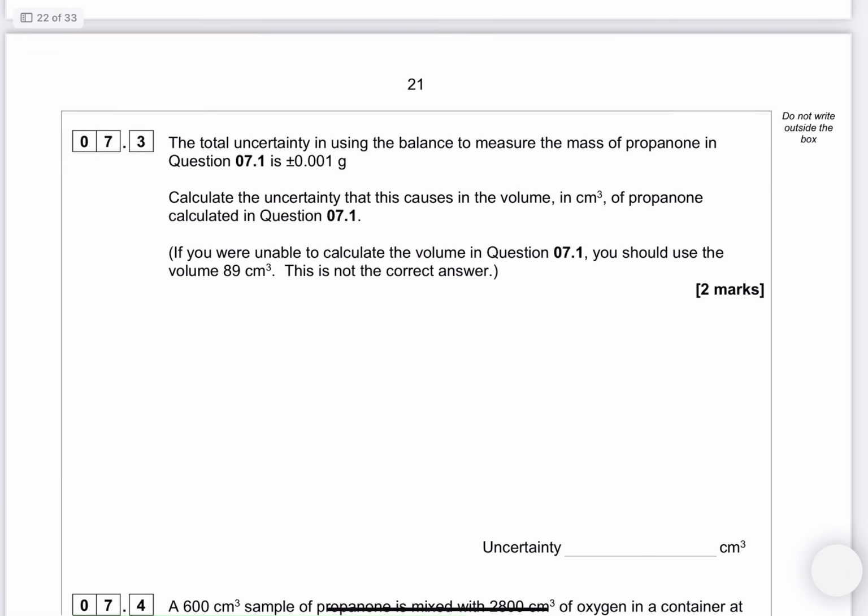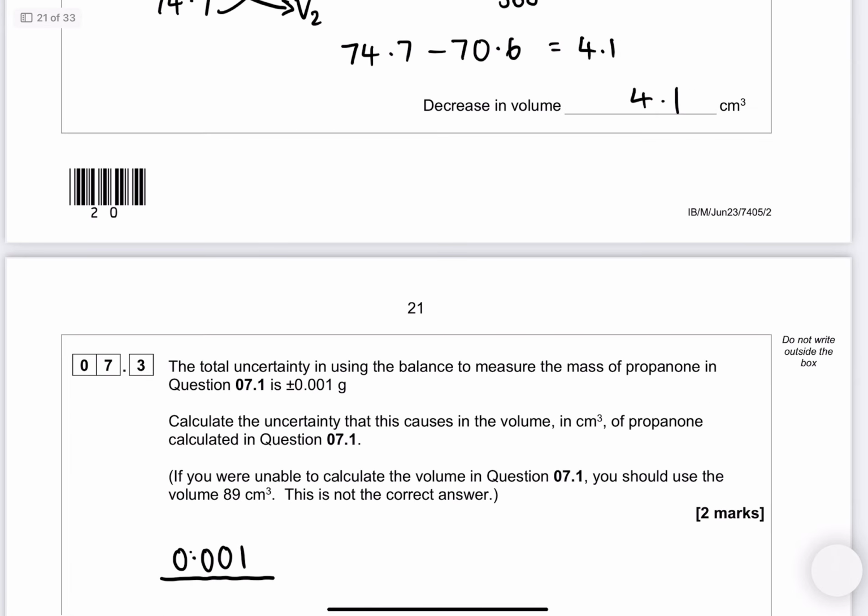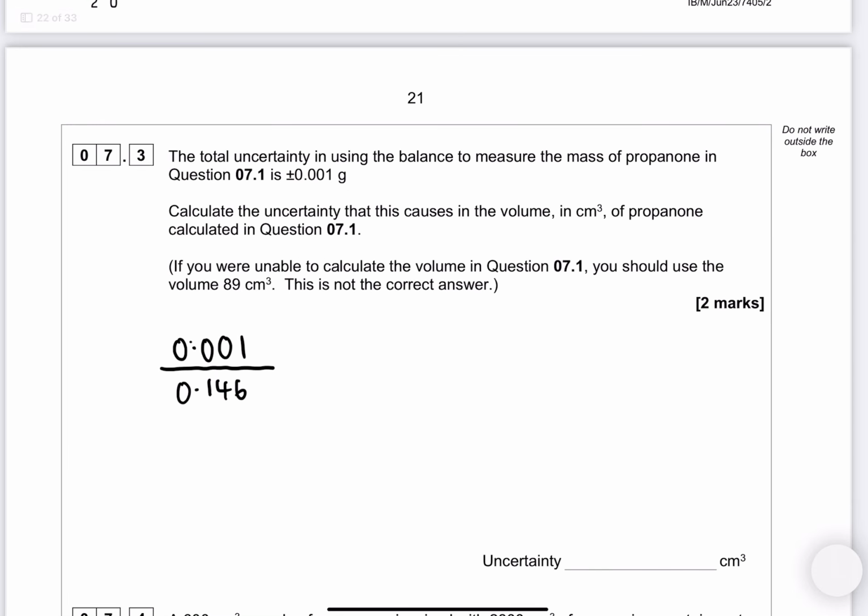The total uncertainty in using the balance, so we're not having to double this, to measure the mass of propanone is 0.001. That's the uncertainty. The mass of propanone, if we scroll back, was 0.146 grams. Express that as a percentage uncertainty. That is 0.685%. Calculate the uncertainty that this causes in the volume of propanone that we calculated in 7.1.